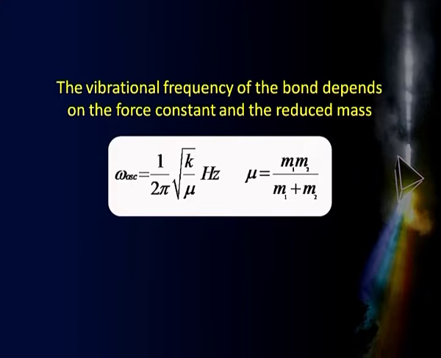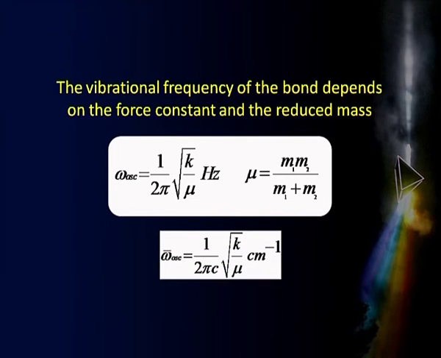Now, typically we try to express it in spectroscopic units, in terms of centimeter inverse. To do that conversion, if I divide this by c, omega oscillation bar is 1 by 2 pi c square root of k by mu in terms of centimeter inverse. So, the oscillation frequency, the basic frequency at which the bond is oscillating, depends on two things, because pi and c are constants. It depends on the force constant k and mu, the reduced mass.